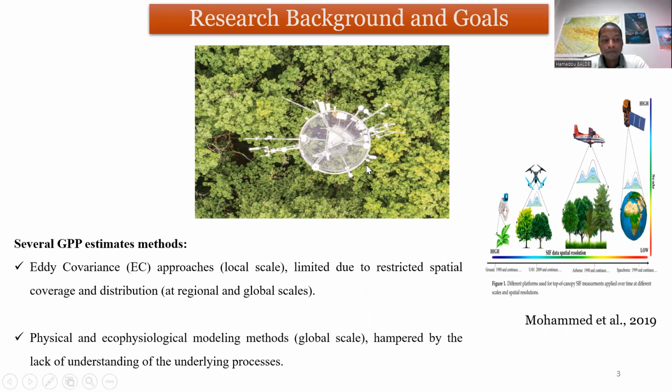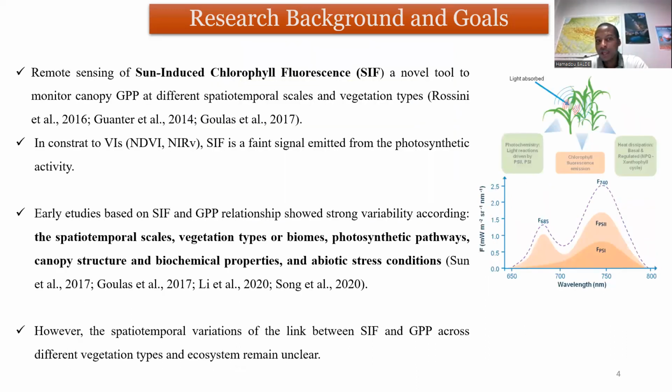GPP can also be estimated based on physical and ecophysical modeling methods, but those methods are hampered when it comes to upscaling GPP at large scales, mostly due to the lack of understanding of the underlying processes. In recent years, Sun-Induced fluorescence has been used as a tool for monitoring GPP at different spatial and temporal scales and across different vegetation types.